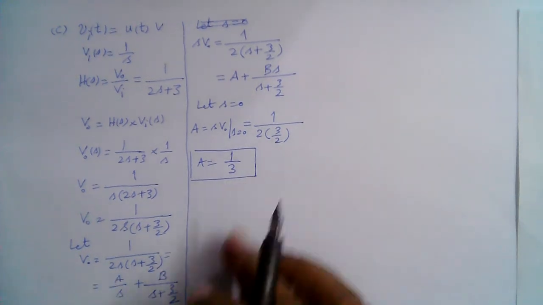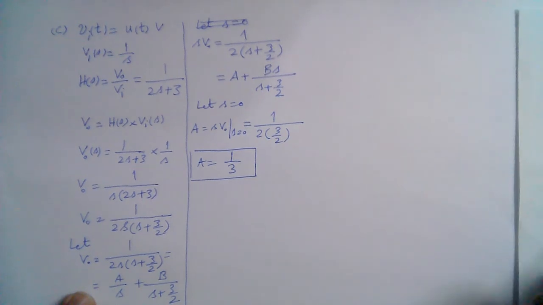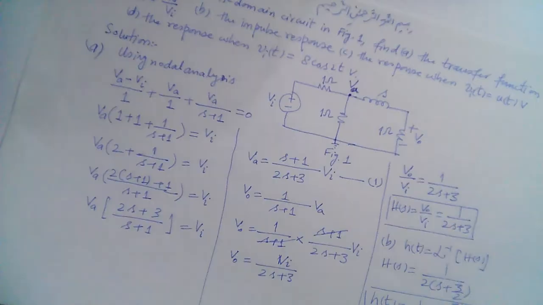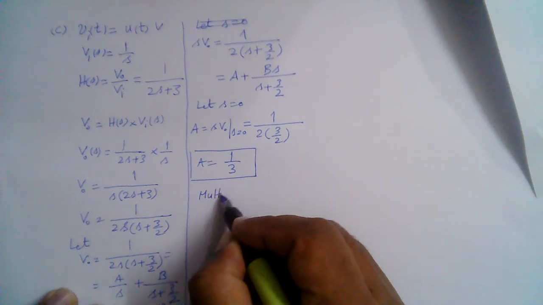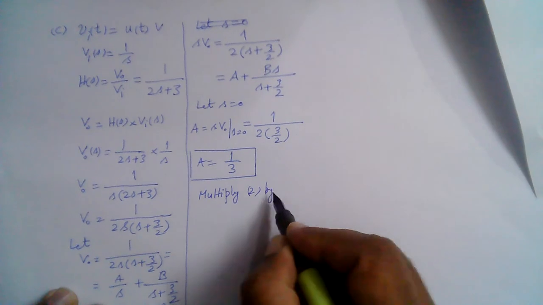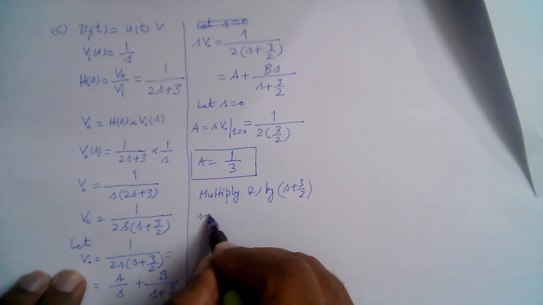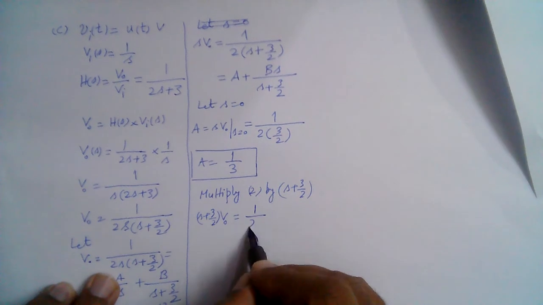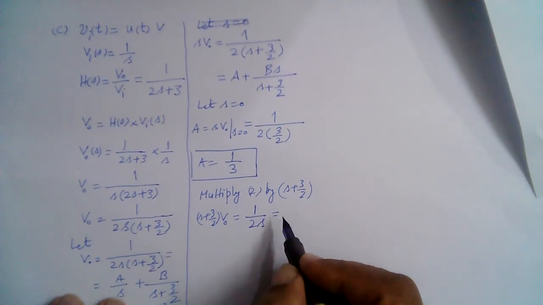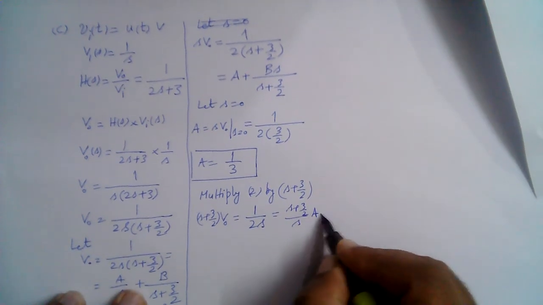Then we multiply this with s plus 3 over 2, right? Let's call this, this was our equation 1 here, and let's call this equation 2 here. So let us multiply 2 by s plus 3 over 2. So this becomes s plus 3 over 2 V0 is equal to, when we multiply this with s plus 3 over 2, this leaves 1 over 2s, right? And this is equal to A multiplied by s plus 3 over 2 over s, and this is left with B only.